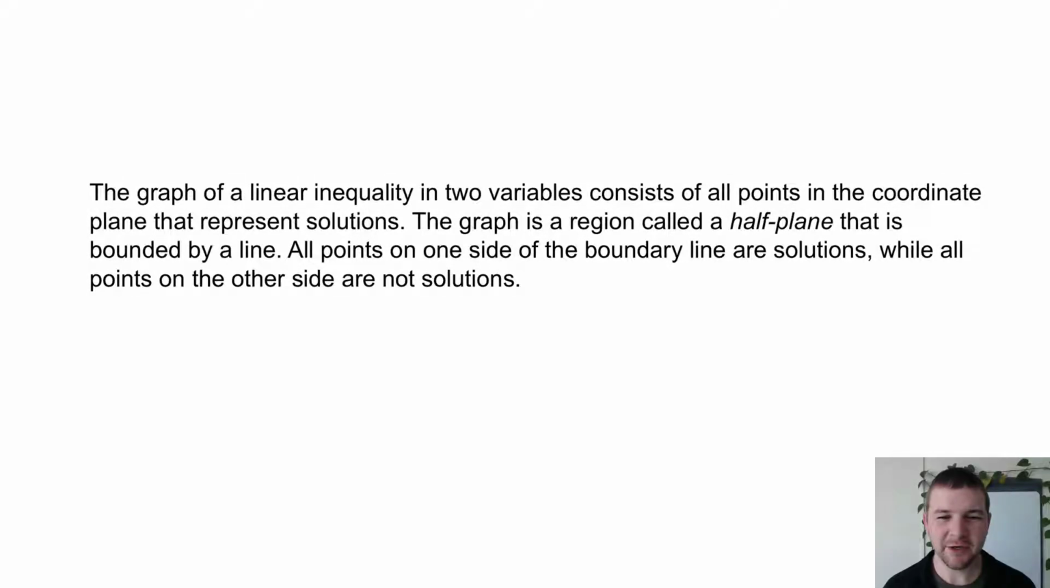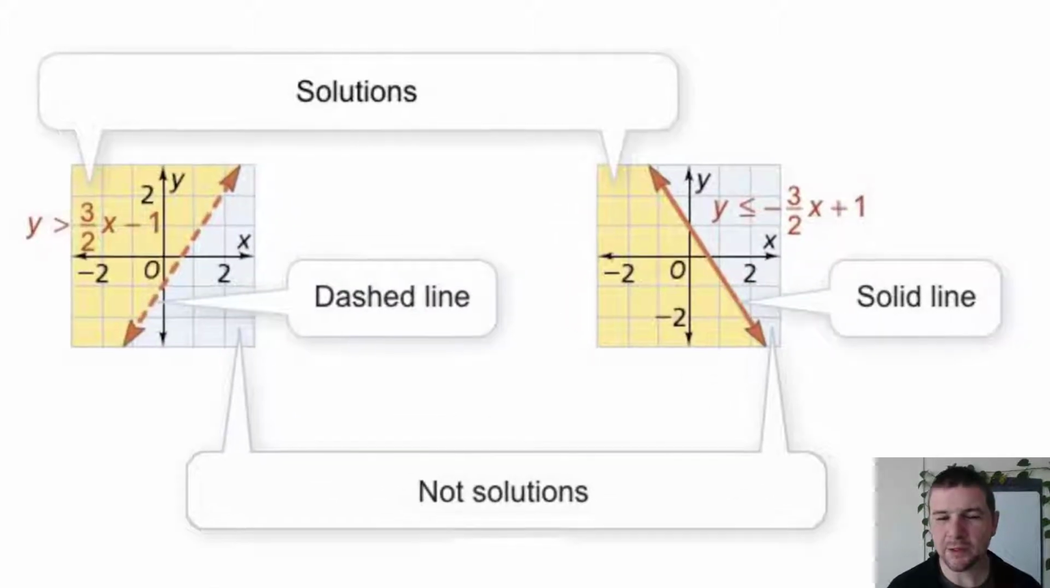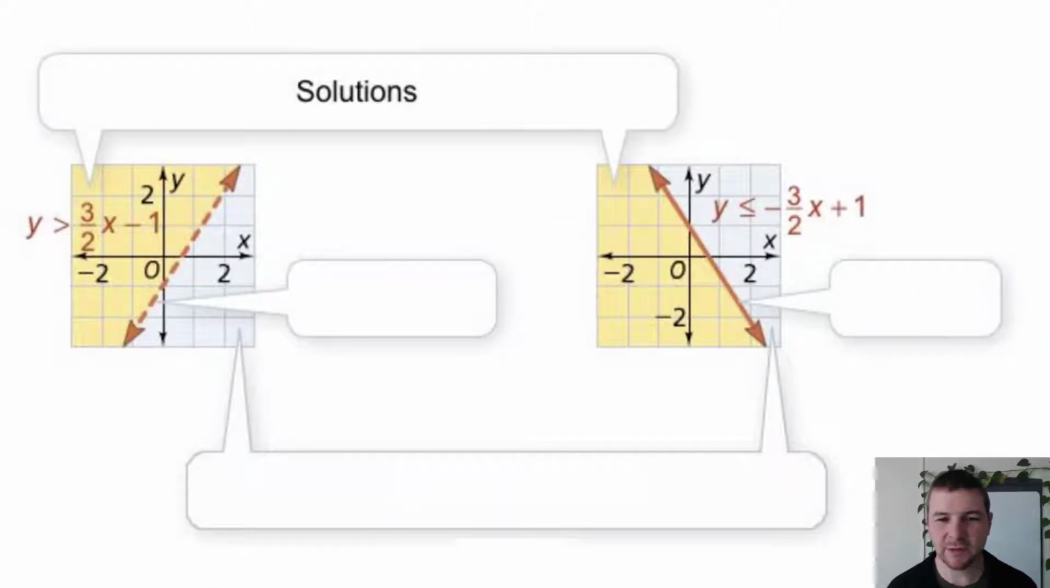The graph of a linear inequality in two variables consists of all points in the coordinate plane that represent solutions. The graph is a region called a half-plane that is bounded by a line. All points on one side of the boundary line are solutions, while all points on the other side are not solutions. Notice the yellow regions representing solutions in each of these inequalities.